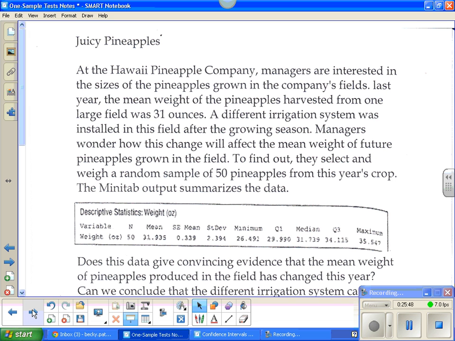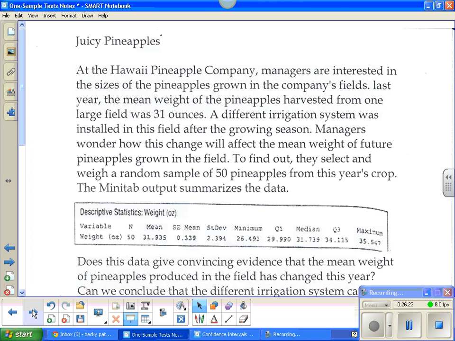Okay, juicy pineapples. At the Hawaii Pineapple Company, managers are interested in the sizes of pineapples grown in the company's fields. Last year, the mean weight of pineapples harvested from one of the large fields was 31 ounces. A different irrigation system was installed in this field after the growing season. Managers wondered how this change will affect the mean weight of future pineapples grown in the field. To find out, they select and weigh a random sample of 50 pineapples from this year's crop. The Minitab output summarizes the data.